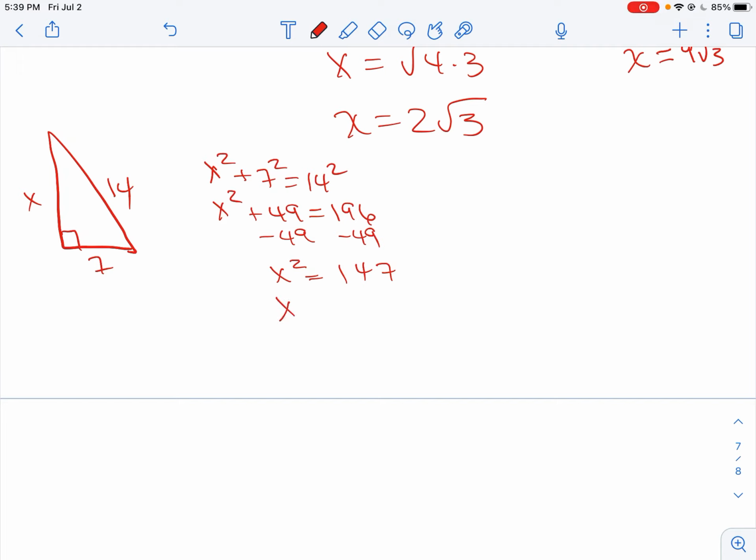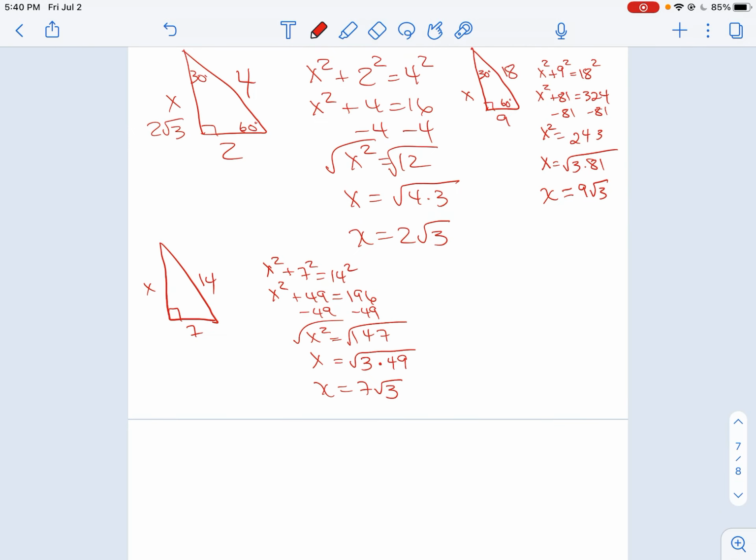So 3 goes into this. Take the square root. Okay, 3 goes into this. 3 goes into 14 4 times. Is that right? Yeah, 3 goes into that 9 times. So the square root of 49 is 7, and we have the square root of 3. Okay.